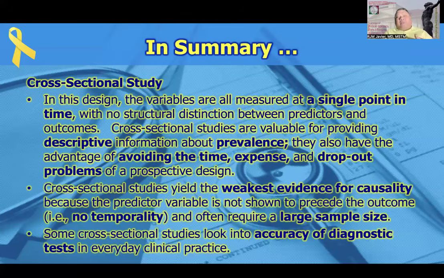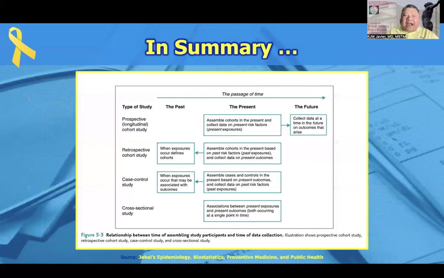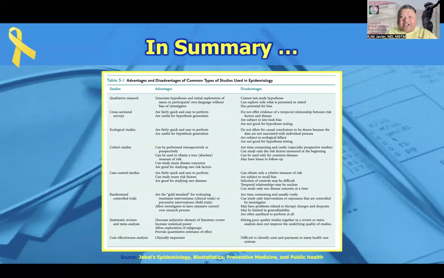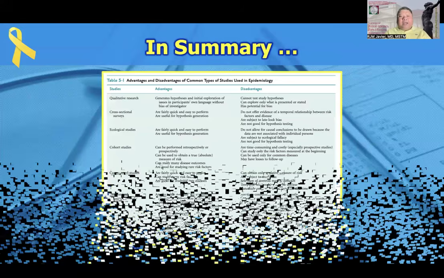And we also reviewed the diagnostic accuracy of tests in everyday clinical practice. We had a review on sensitivity, specificity, predictive values, likelihood ratios, as well as your ROC for future use when it comes to evidence-based medicine. So again, just to highlight, temporality is the sine qua non for establishing cause-effect relationships. And just to highlight some of the advantages and disadvantages of the various designs used in clinical epidemiology.